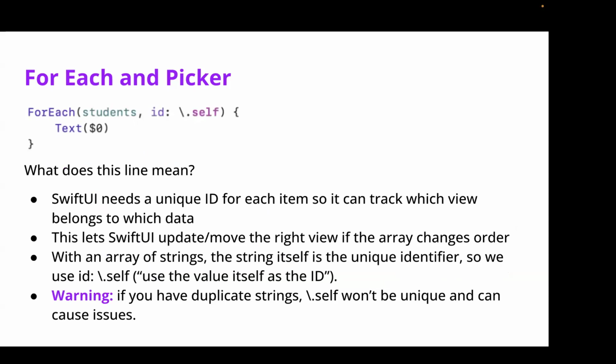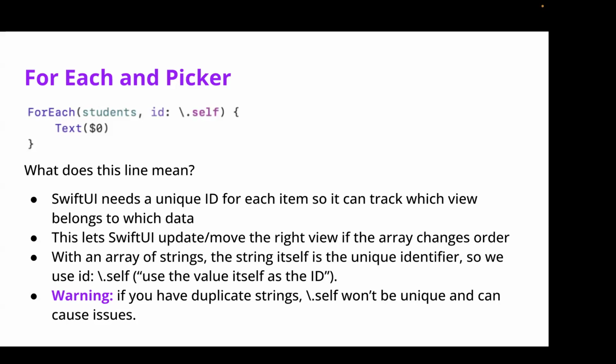So inside the for each, we have an ID that is backslash dot self. And this means we need a unique ID for each item so it can track which view belongs to which data. So if I change the order of the students list, then it would still work with this backslash dot self ID.